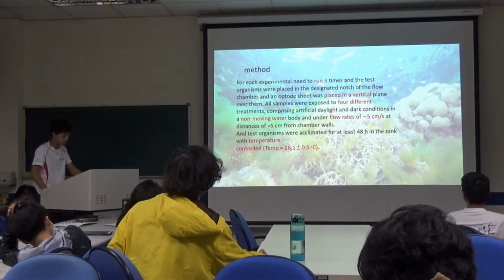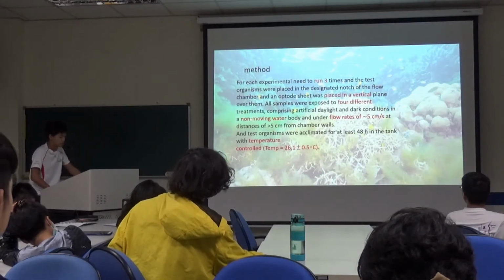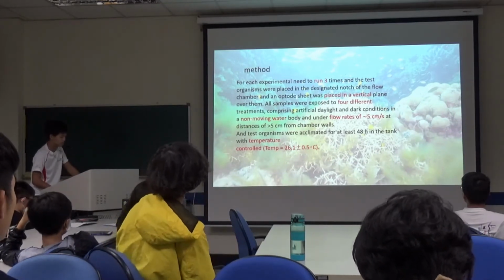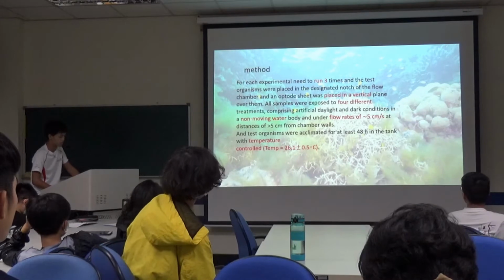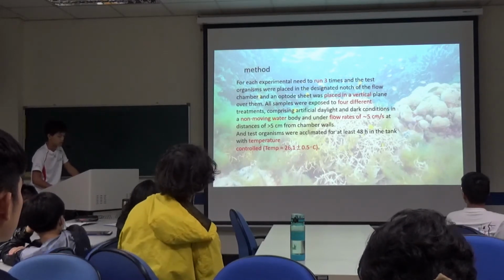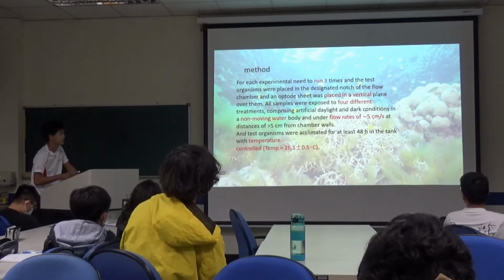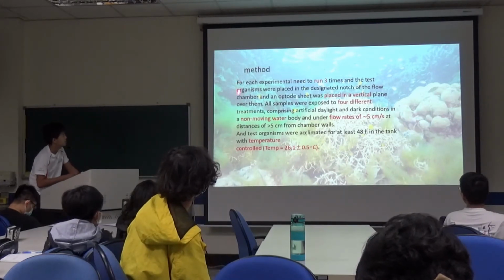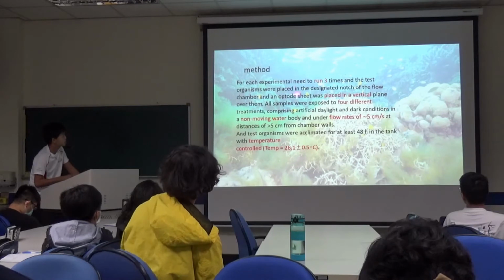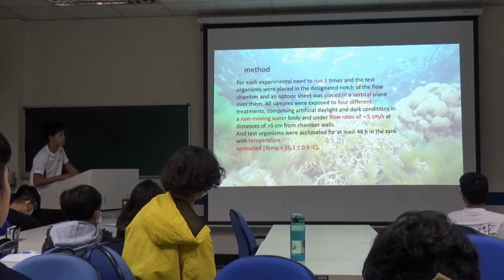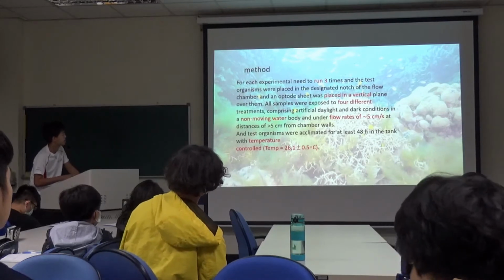And each experiment needs to run 3 times, and the test organisms were placed in the designated notch of the flow chamber. Just like the previous one, that's the box. And an optode sheet was placed in the vertical plane. You need to cover the test objects, the corals and algae.